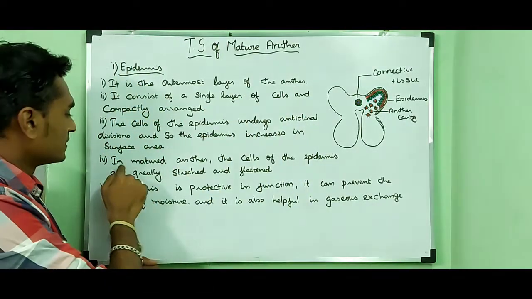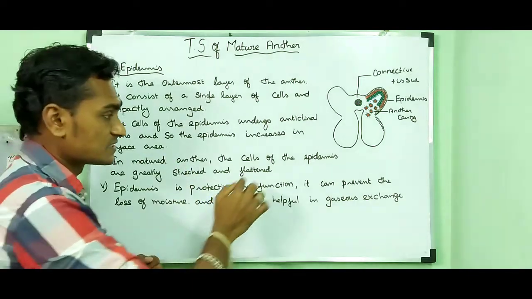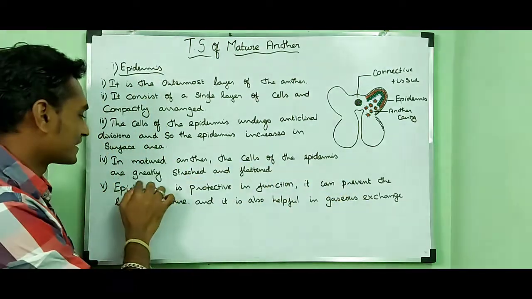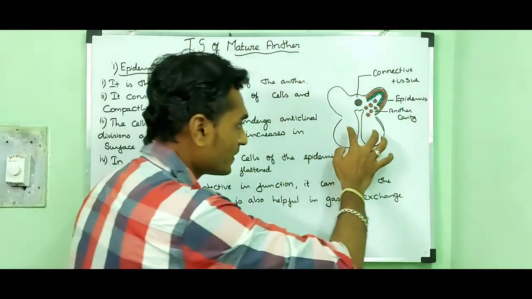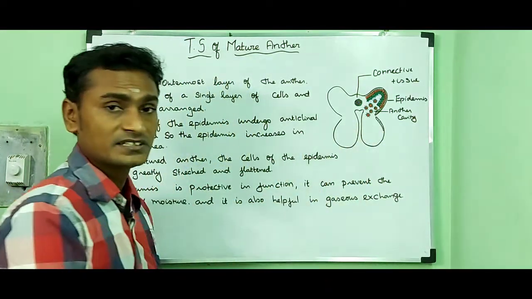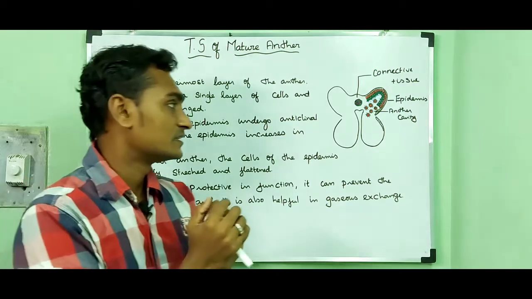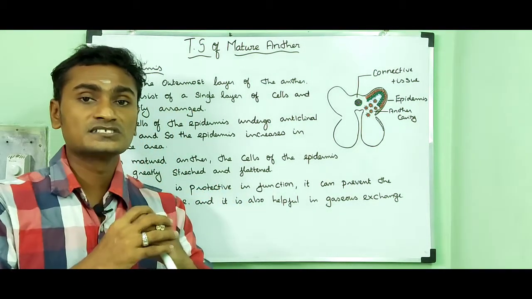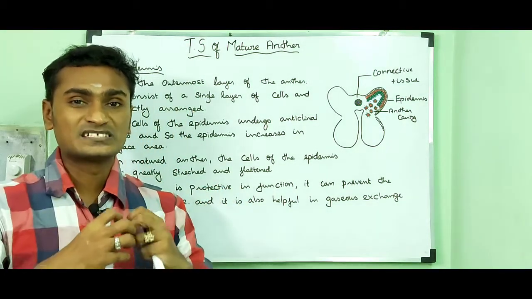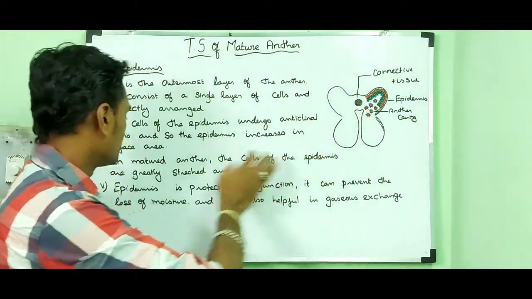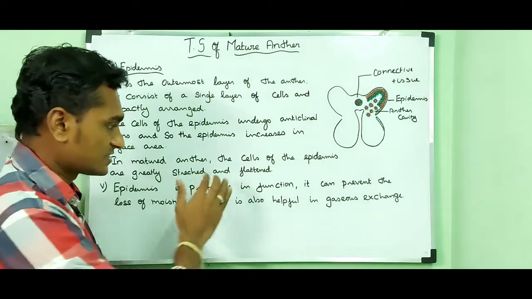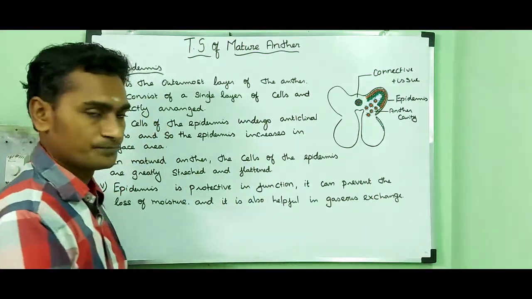Then in matured anther the cells of the epidermis are greatly stretched and flattened. So due to enlargement in the internal tissues, the epidermis cells get flattened and stretched. Okay, so in matured anther, the cells of the epidermis are greatly stretched and flattened.